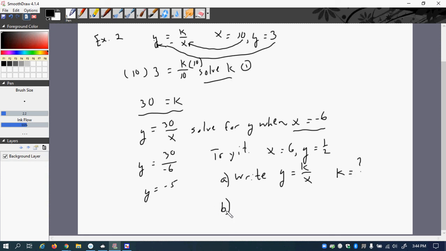And then the second thing I want you to do is, now that you know what k is, what is the value of y when x is going to be 15 this time? Put these again on separate paper, and it'll be a picture that you'll take and email to me as well.